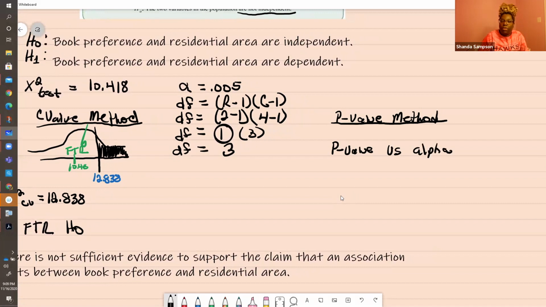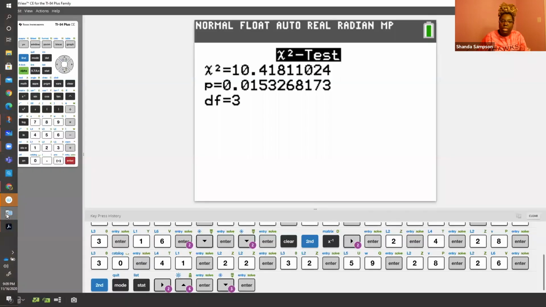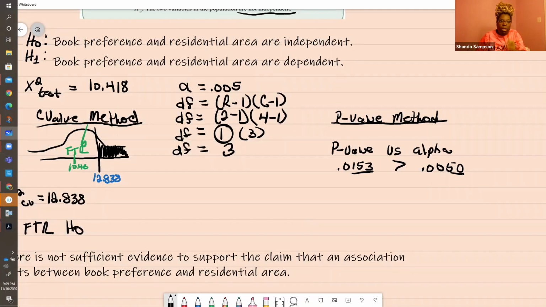We have our alpha here to be 0.05. And if we go back to our calculator, we'll be able to see that the p-value is 0.0153. So we're going to fail to reject the null hypothesis.